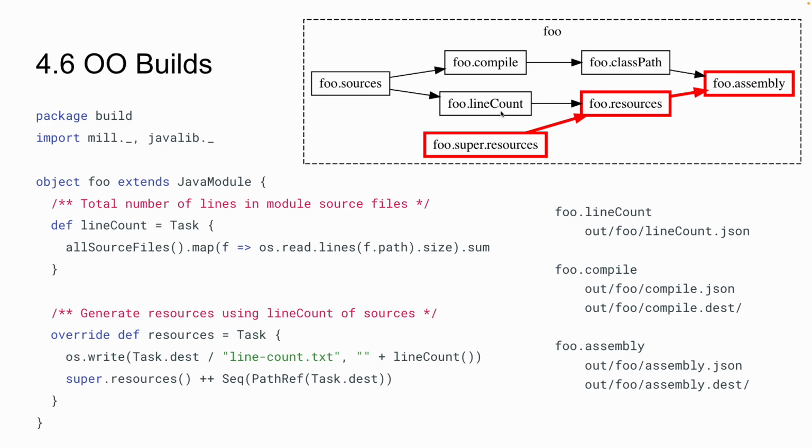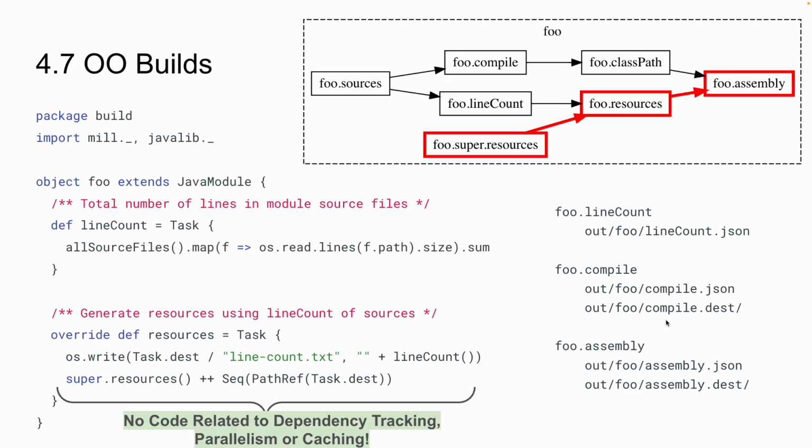Furthermore, Mill knows when it wants to recompute assembly, it knows where to delete the old files for you because it knows that it's at assembly.json, assembly.dest, standard paths on disk. And when Mill wants to reuse compile and line count, it also knows where to fetch that data from. The metadata being at linecount.json or compile.json, and the file data, like class files, being at compile.dest.